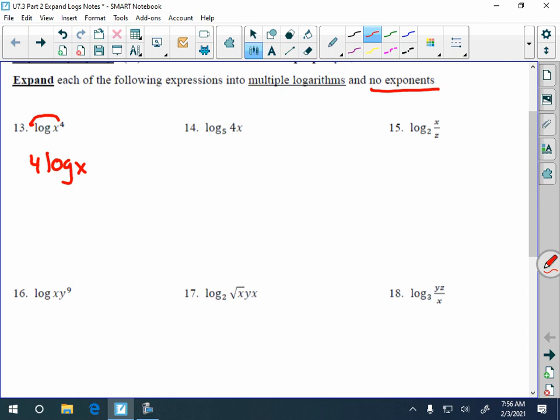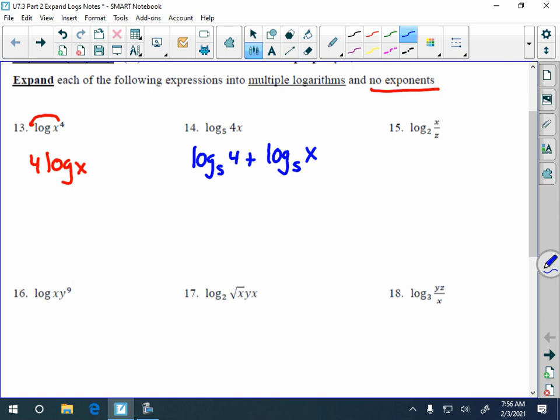14, log base 5 of 4x. So that means 4 times x. Remember, there's an operation in between the 4 and the x, multiplication. And so multiplication is going to expand to addition. Just like addition condenses into multiplication, it's the reverse when we're expanding. So we have log base 5 of 4 plus log base 5 of x.